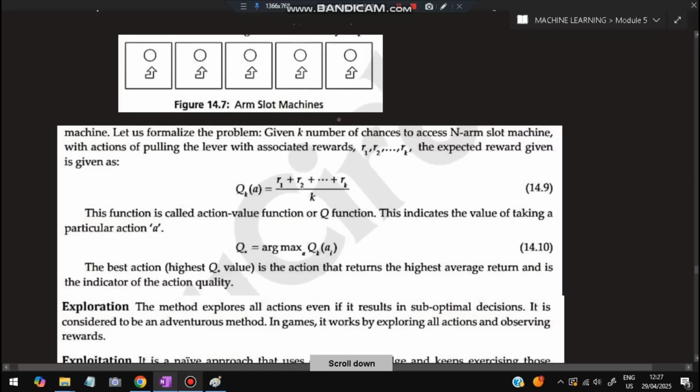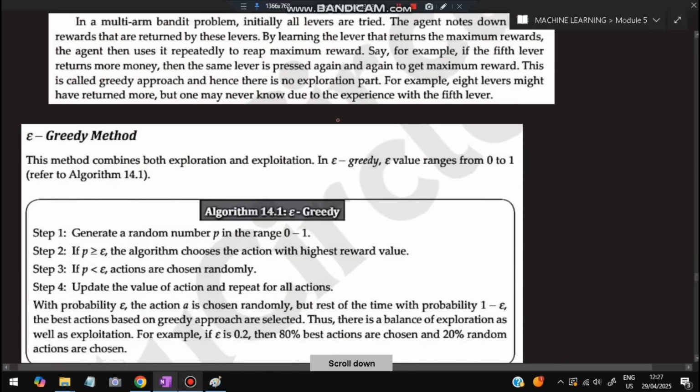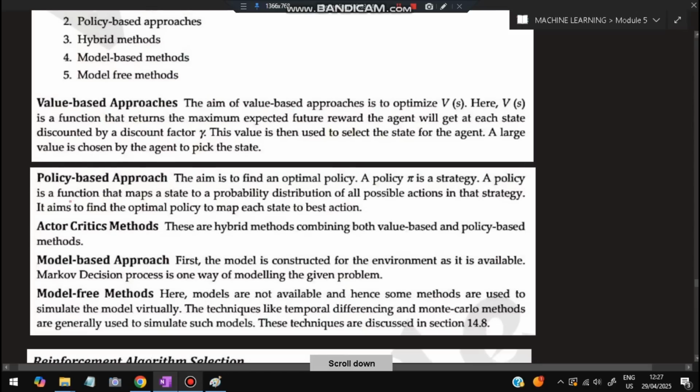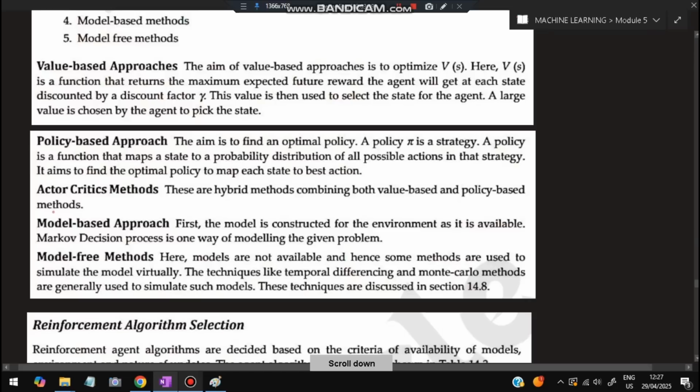Okay, so this is the theory part, you can go through it. Next is the reinforcement types. There are a few reinforcement types: value based, policy based, hybrid, and model free. Value based means the main aim is to optimize the value V so that we can get maximum returns. Policy based is based on a policy we are optimizing to get the rewards. And actor critic methods are the hybrid method which combines both value based and policy based.